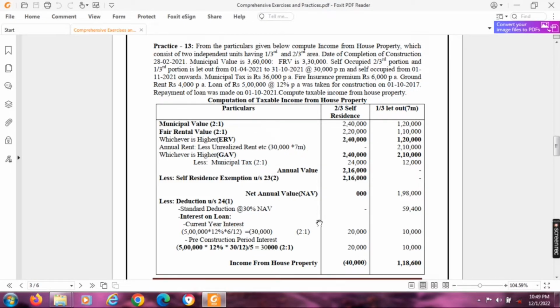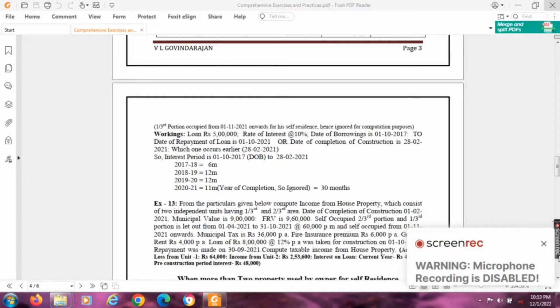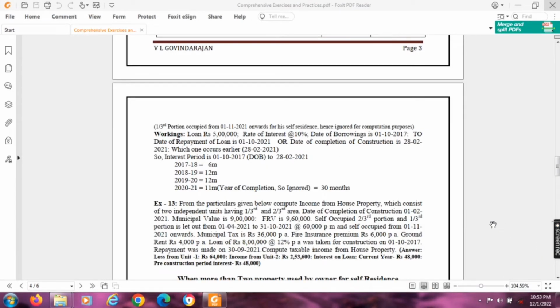And interest on pre-construction period. See the workings? Loan amount 5 lakh, rate of interest 12%, date of borrowing 1/10/2017. To date of repayment of the loan 1/10/2021, or date of completion of construction 28/2/21. Which one occurs earlier? So 28/2/21 is earlier. So the interest period will be calculated from 1st October 2017 to 28/2/2021. During 17-18, 6 months. 18-19, 12 months. 19-20, 12 months. 2021, this is the year of completion, so ignored.